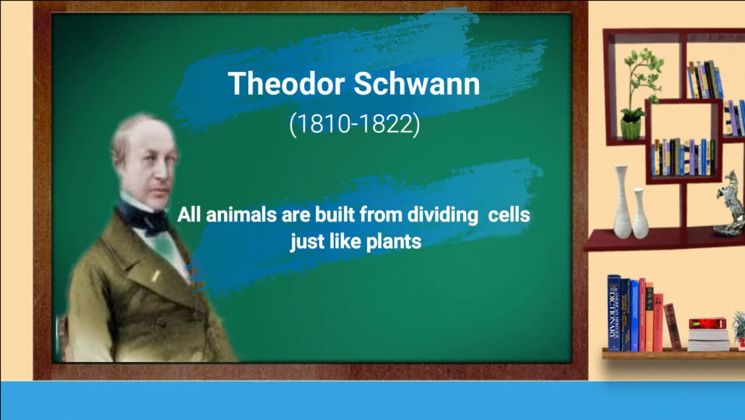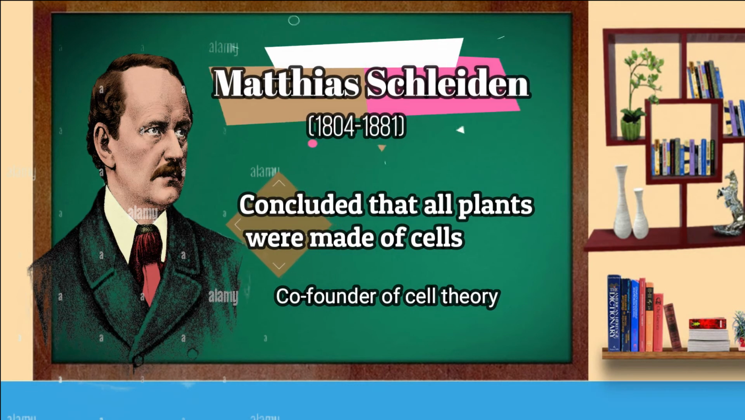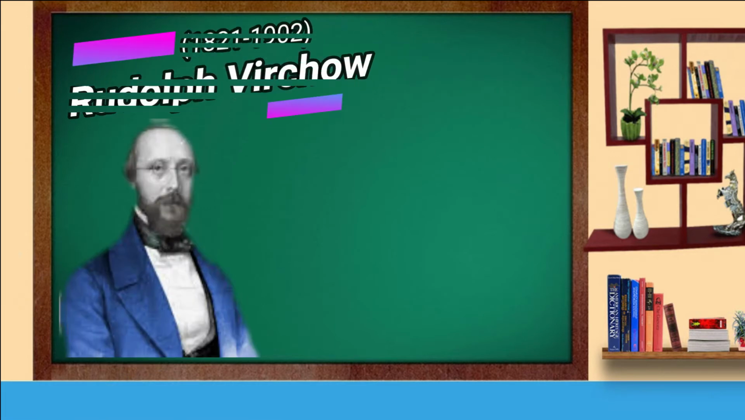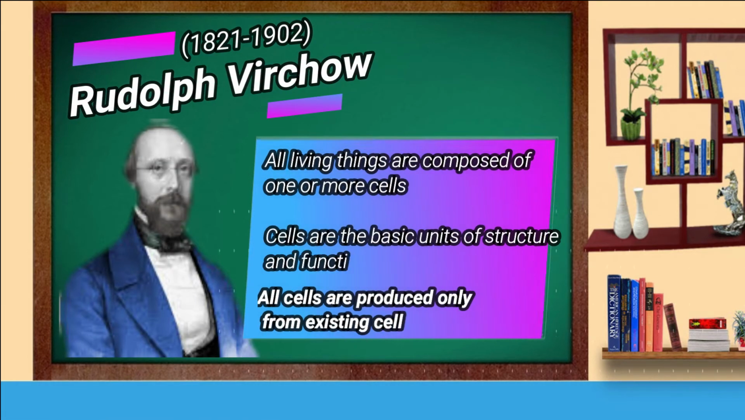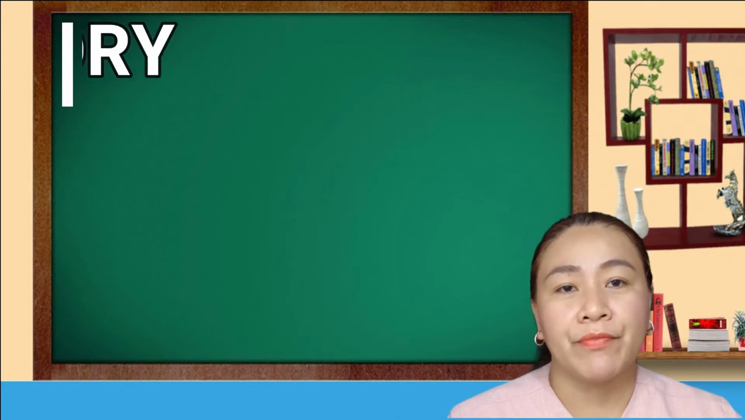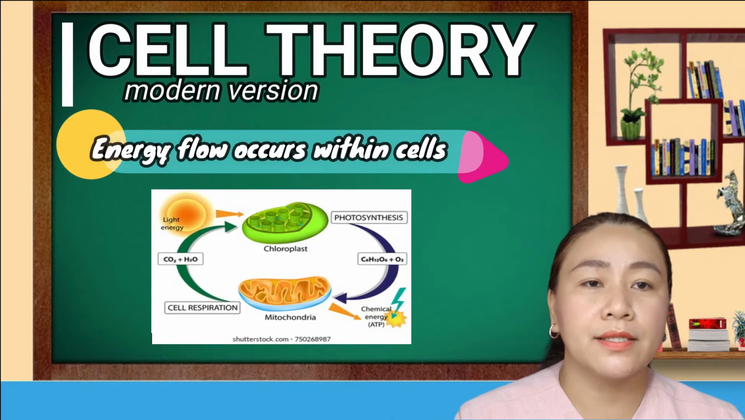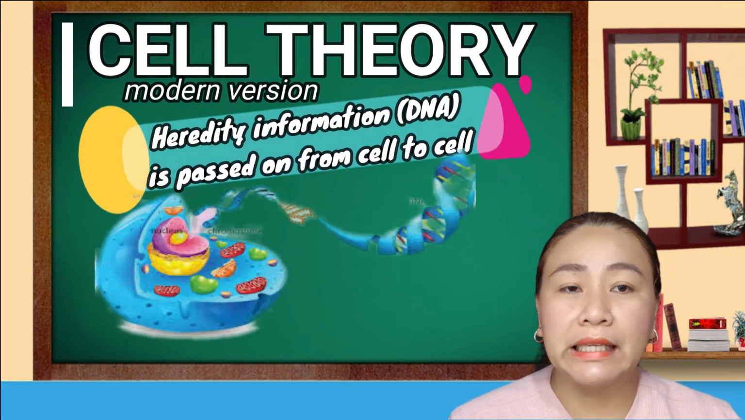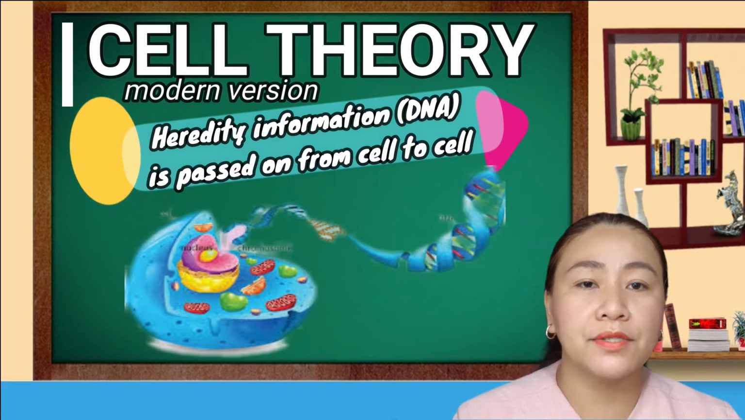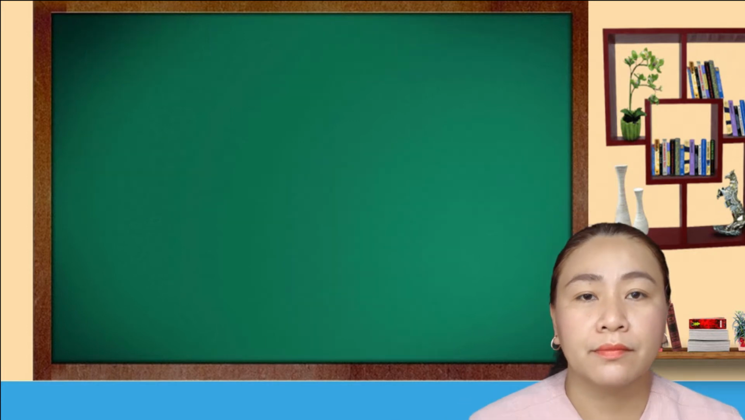Here are the German scientists who formulated the theory. The cell theory developed with the advent of technology. In the modern version, it includes that energy flow occurs within cells. Hereditary information, DNA, is passed on from cell to cell. And all cells have the same basic chemical composition.